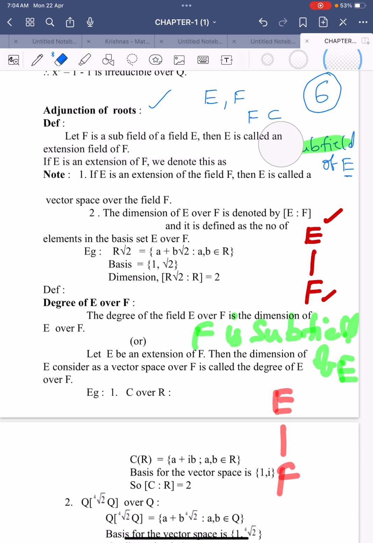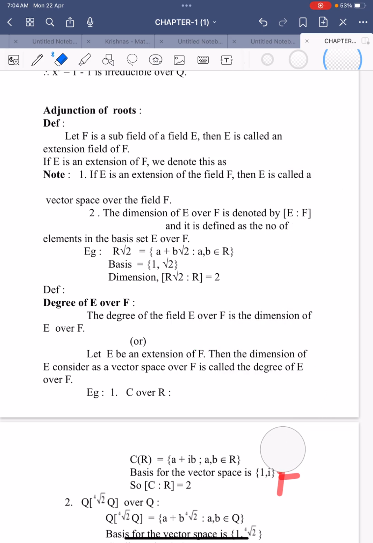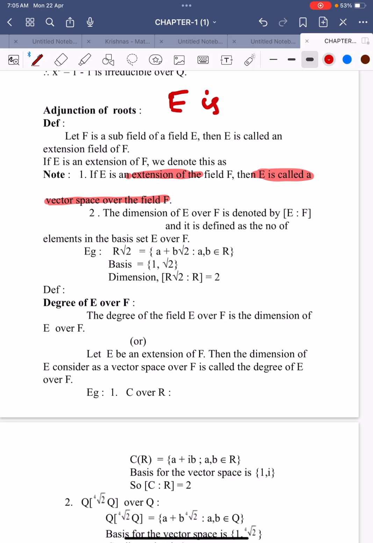Next, remember the fact: suppose E is an extension field of F. Then very clearly this E is called a vector space over the field capital F. Very important point to remember. Capital E is an extension of F. It means this E is a vector space over the field capital F.